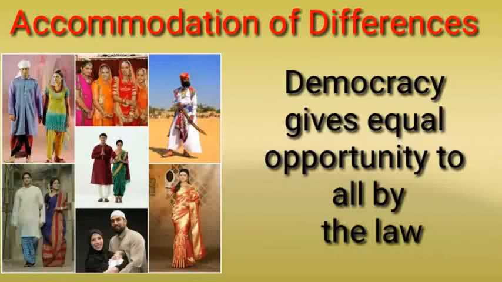In a democracy, equal opportunity is given to all individuals before the law, which shows a way to deal with difference and conflict. It means in a democracy, a person, whatever their region, religion, language, caste or category, does not matter. They all are equal in front of the government, or rather, in front of the constitution.